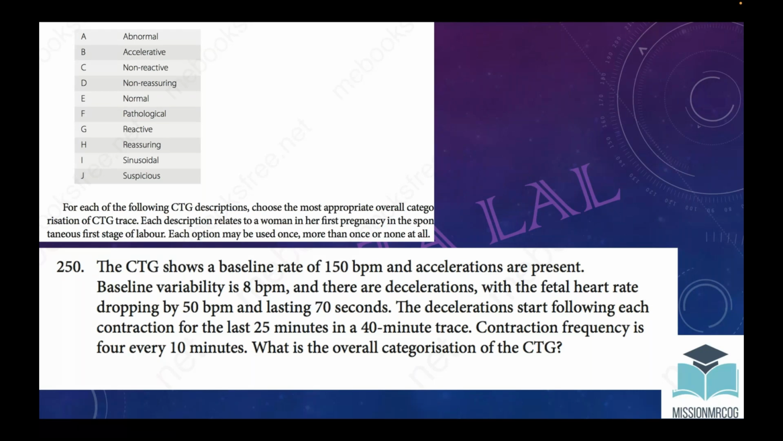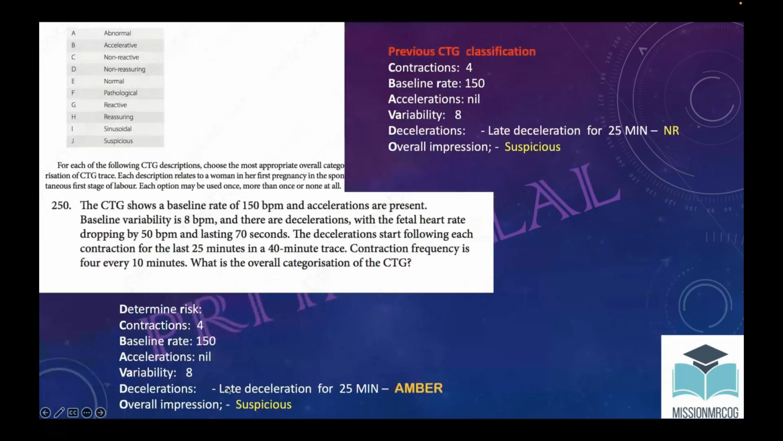Ma'am, this is amber. Suspicious, ma'am. Yes, very good. Late deceleration for 25 minutes is amber. If it becomes more, it becomes red. So it is suspicious. The previous answer and the new answer are same.